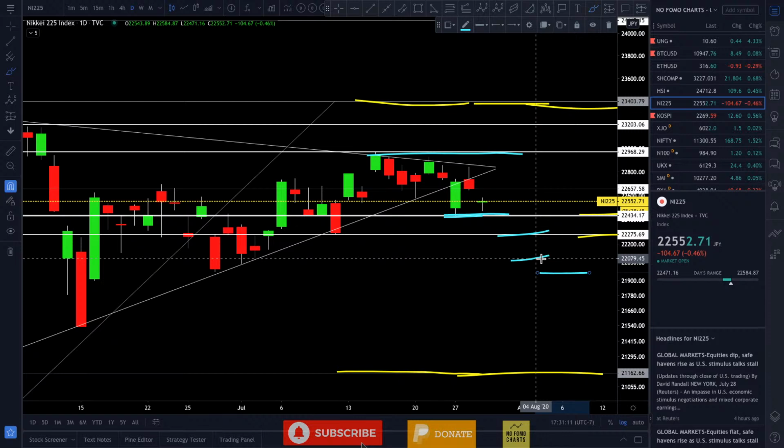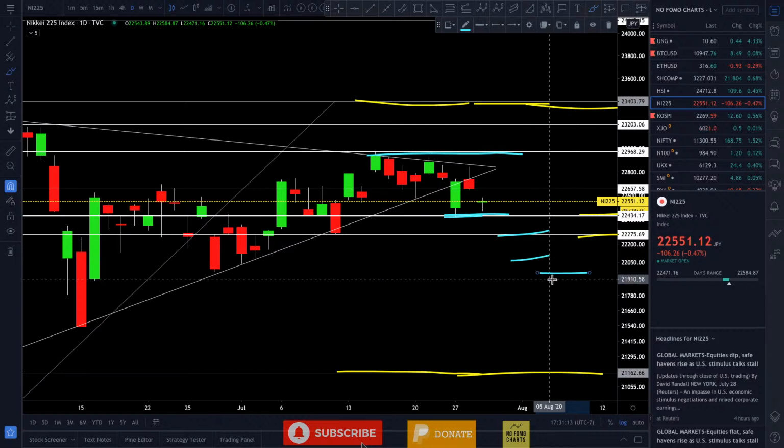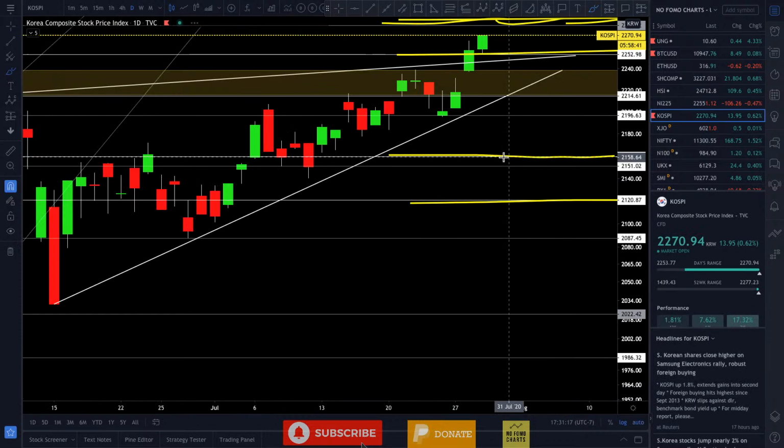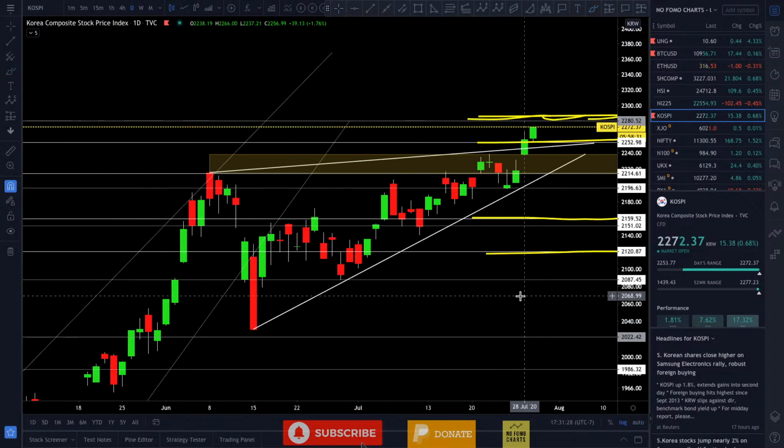Right? This one actually was 22,080. So these levels all matter, right? We're going to check that. Watch that. Okay, Kospi, Korea Composite Stock Price Index 1-day chart. Look at this. South Korea having the opposite reaction of Japan.